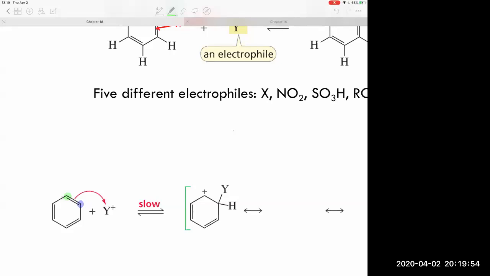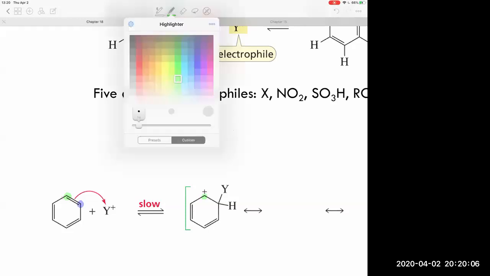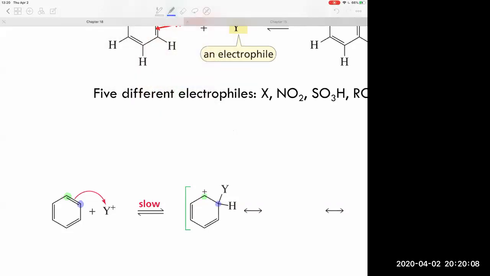Right, so that leaves it with a positive charge, i.e. the carbocation. The other carbon is still holding on to that pair of electrons and now forms that new bond with our electrophile. All right, so in terms of who's who here.